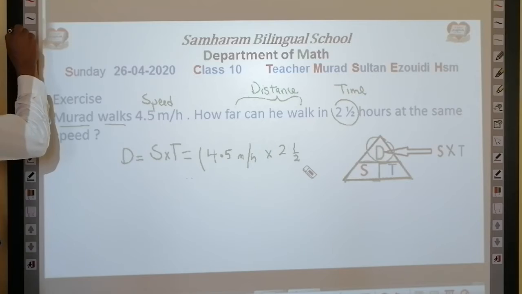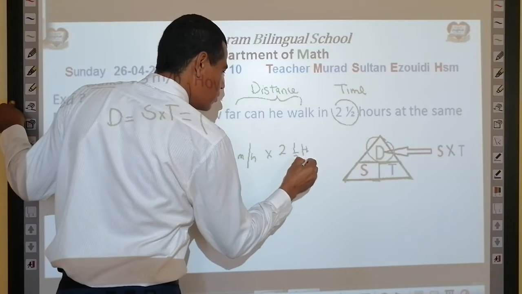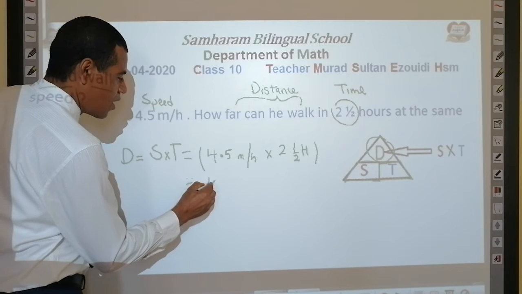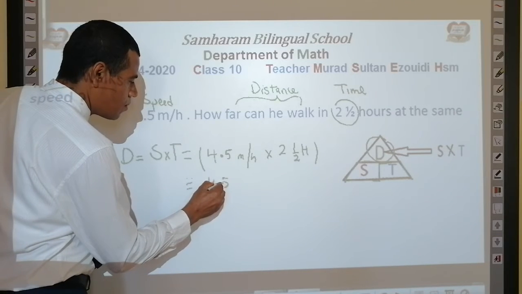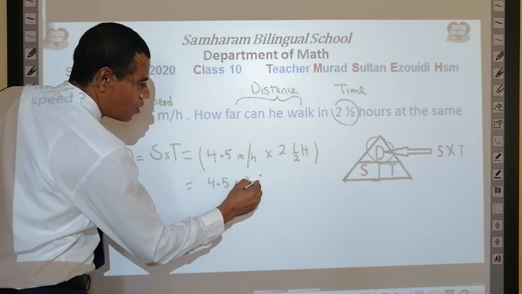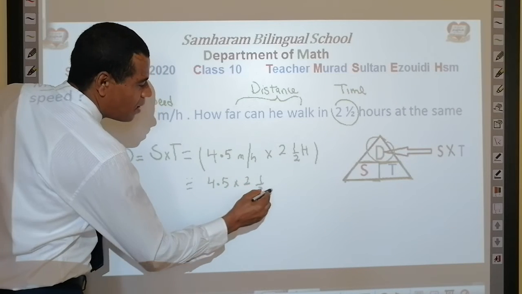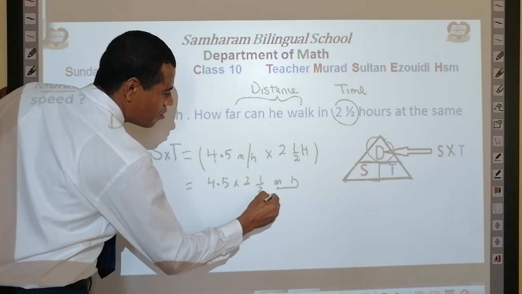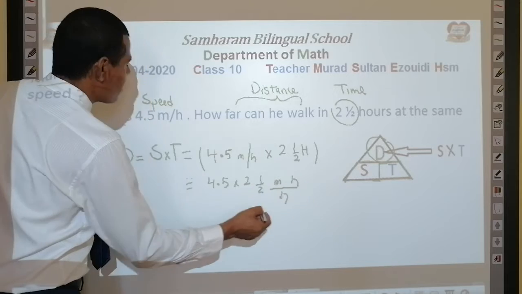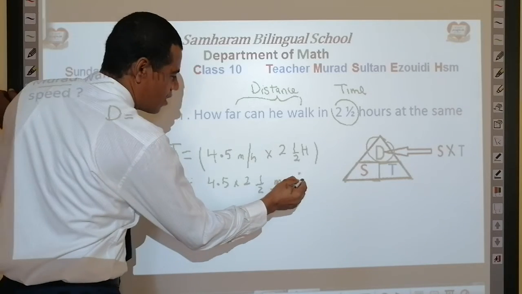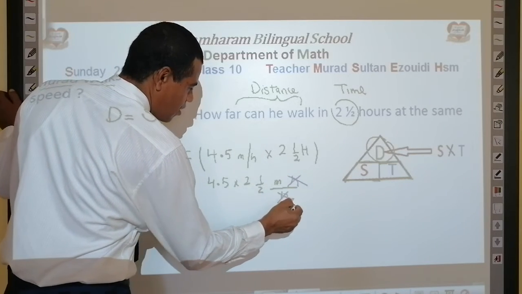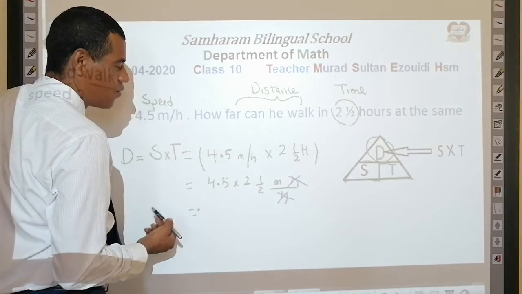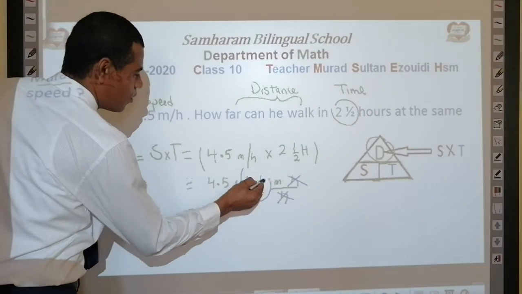Okay, hour. So I will just write this as 4.5 multiplied by 2.5, multiplied by meter, multiplied by h, all divided by h. So we can cancel the h, my learners, and this h. So it will be 4.5 multiplied by 2.5. Okay, this one is 2.5.